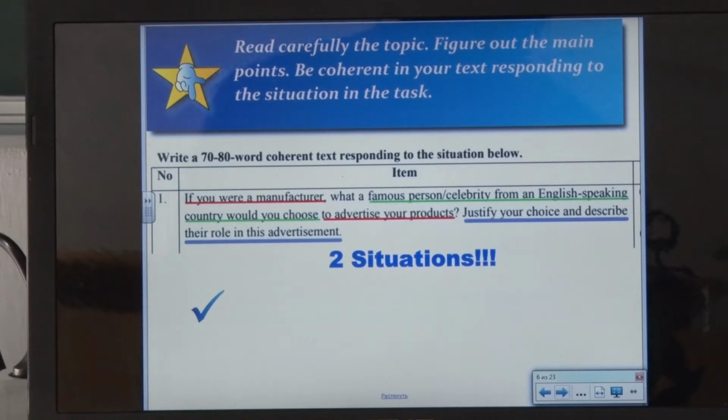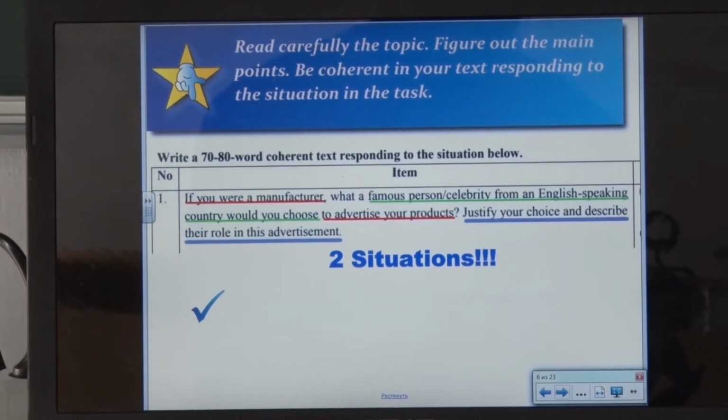If you were a manufacturer, what famous person, celebrity from an English-speaking country would you choose to advertise your products? Justify your choice and describe their role in this advertisement. Look at this topic. It has at least 2 situations. The first situation is underlined with the red line. You are supposed to imagine that you are a manufacturer and you have to advertise your products. The next situation is underlined with the green line.